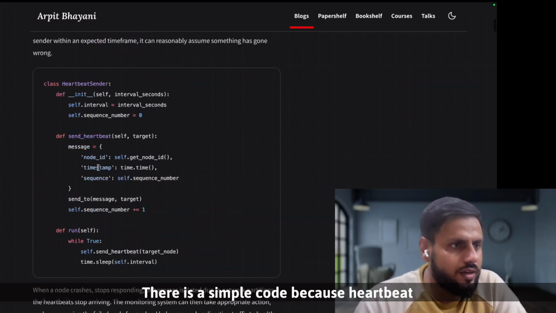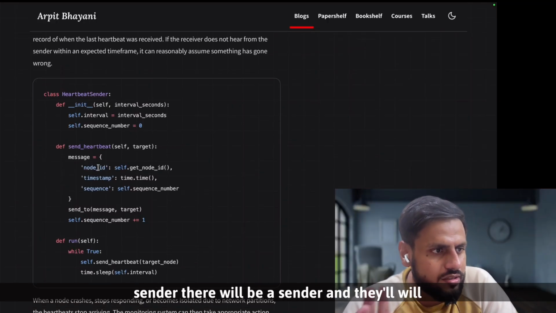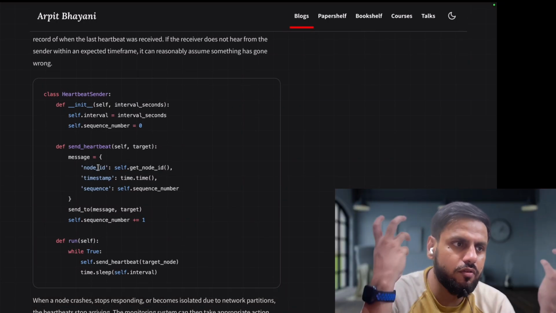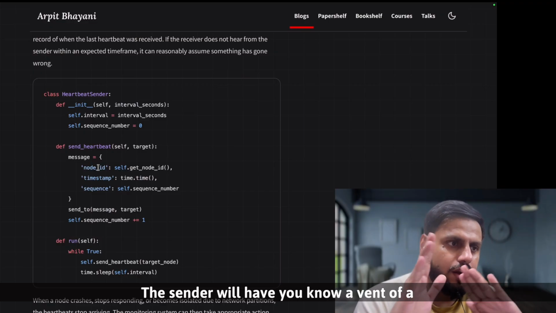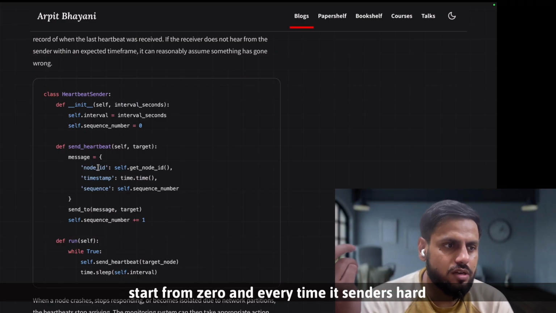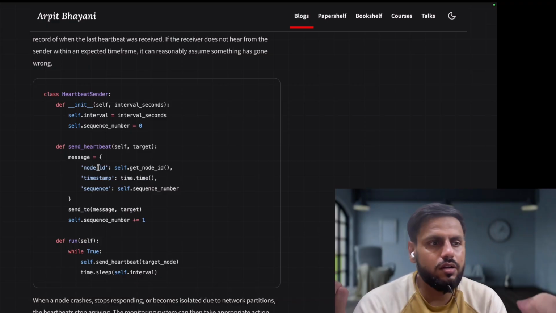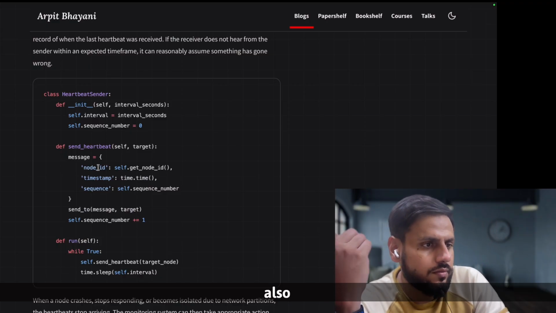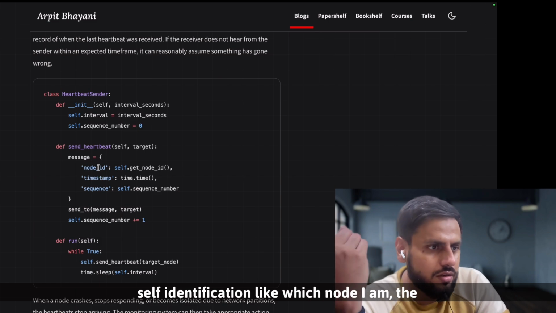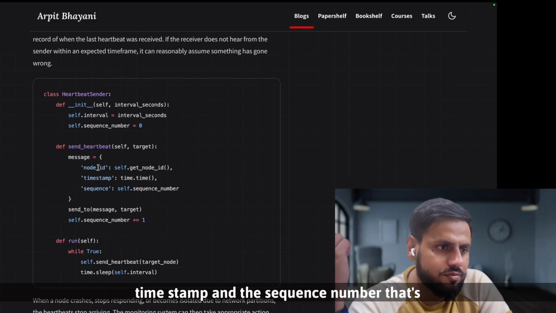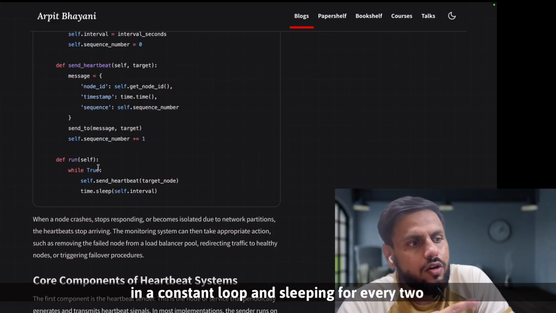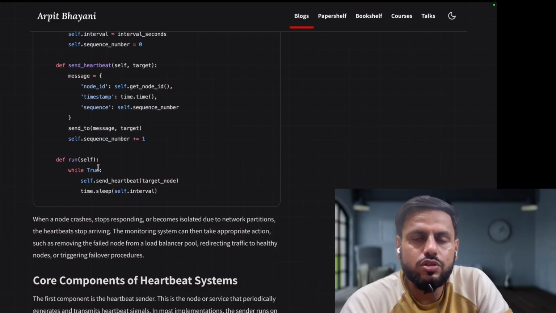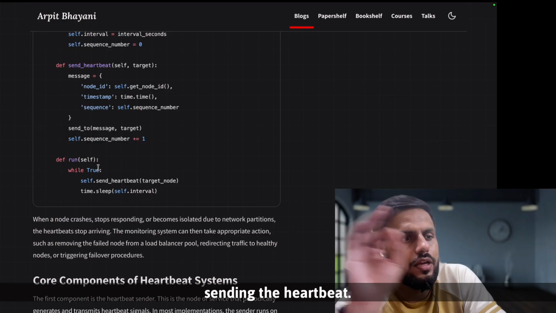So there is simple code: there will be a heartbeat sender and a receiver. The sender will have an interval in seconds configured in it, and the sequence number starts from 0, and every time it sends a heartbeat, it increments the sequence number. Also self-identification, like which node I am, the timestamp and the sequence number. It runs in a constant loop, sleeping for 2 seconds or whatever the interval is, and sending the heartbeat.